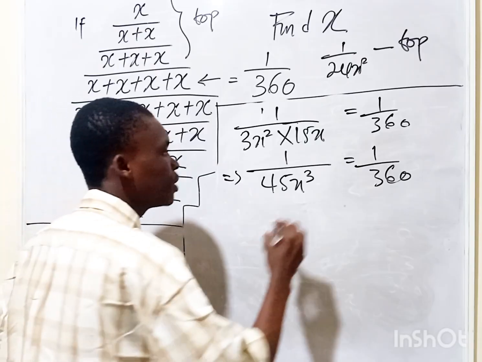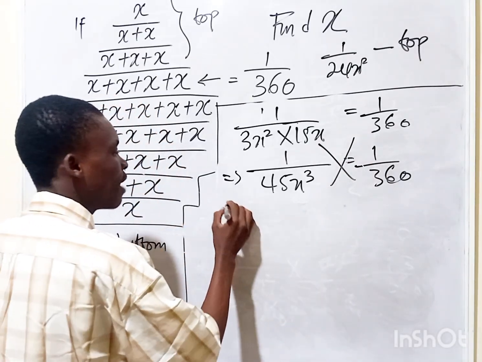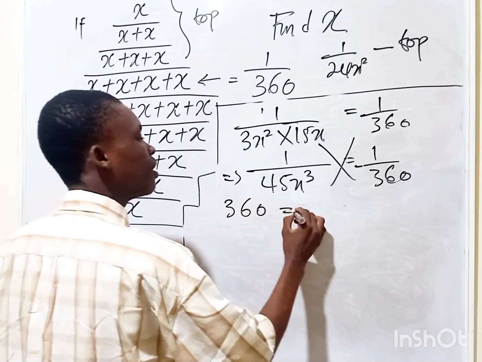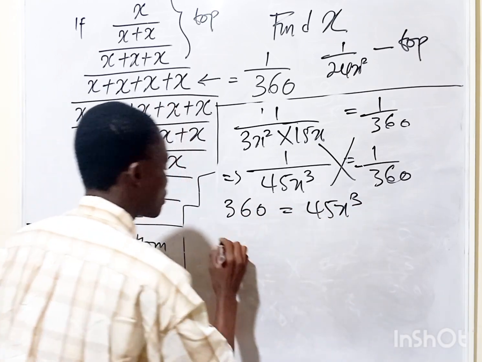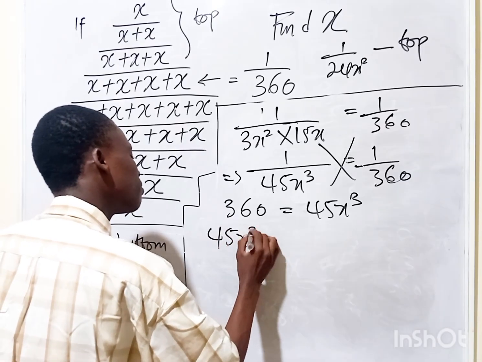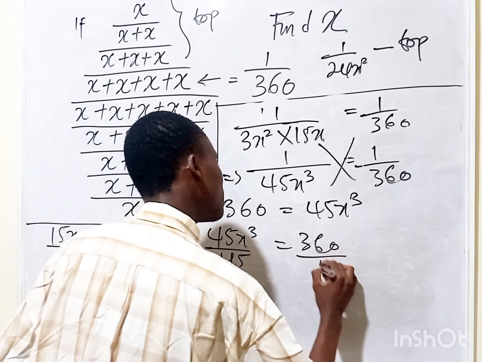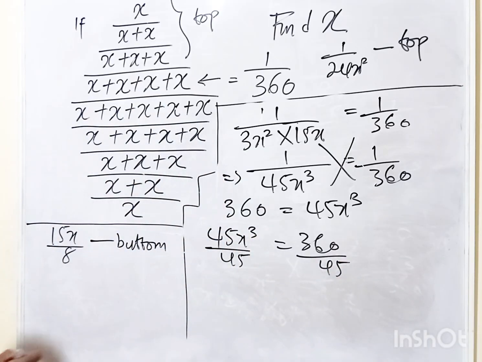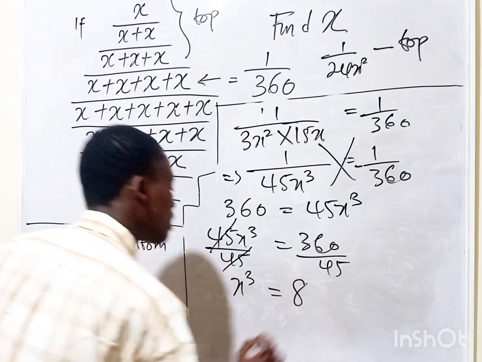All right. So from here, we cross multiply. If we cross multiply, we have 360 equals 45x cubed. So divide both sides by 45: 45x cubed divided by 45 equals 360 divided by 45. So from here, this will cancel out this, and x cubed equals 8.